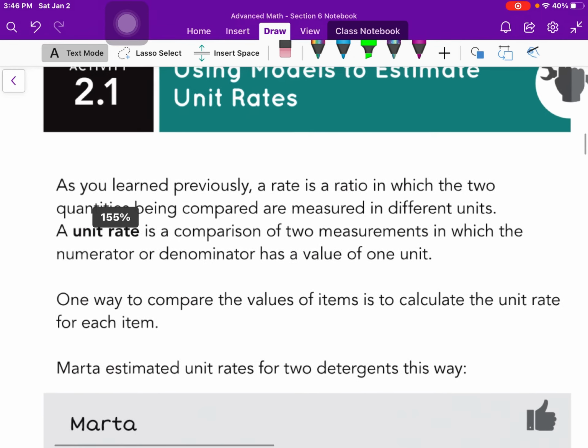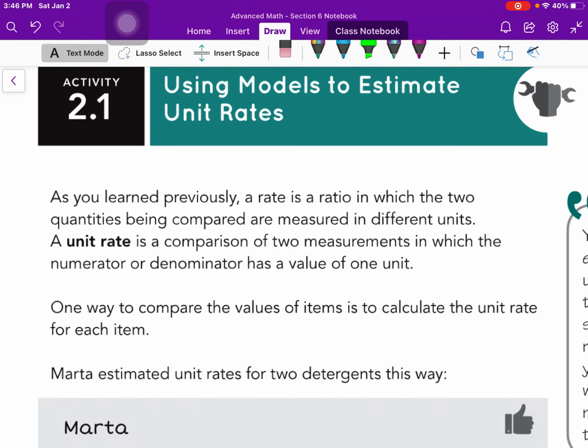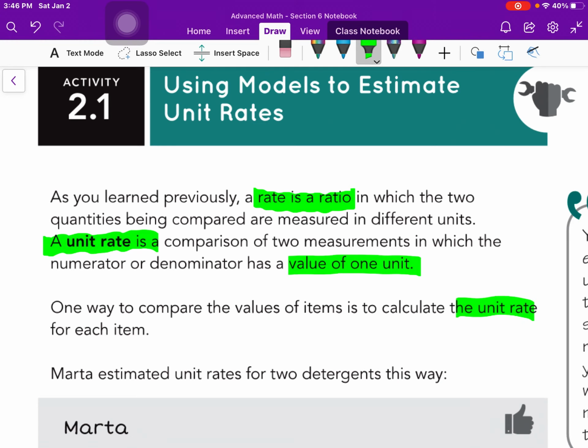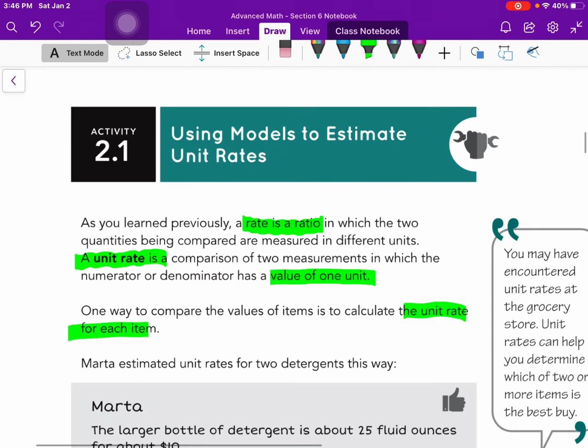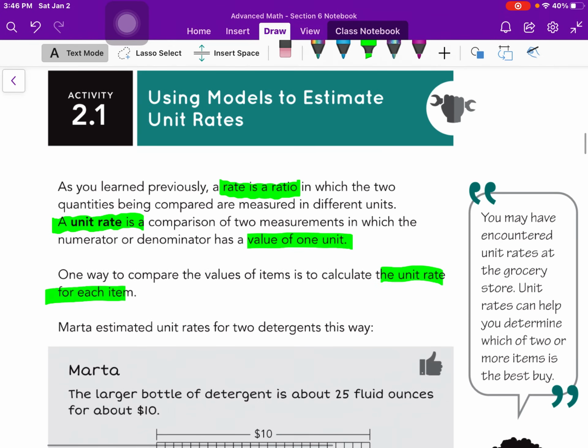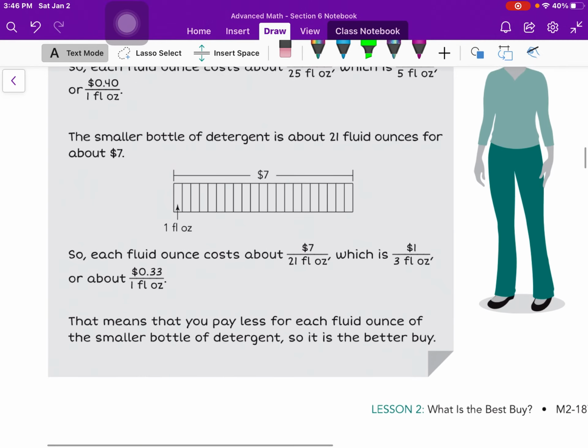All right. Activity 2.1 here, just to get started, it says, as you learned previously, a rate is a ratio in which two quantities being compared are measured in different units. A unit rate is a comparison of two measurements in which the numerator and the denominator has a value of 1 unit. So getting one of those terms down to 1. One way to compare values of items is to calculate the unit rate of each item. All right, we're going to skip the rest of this activity 2.1. I just wanted to get a definition to show you what a unit rate is.